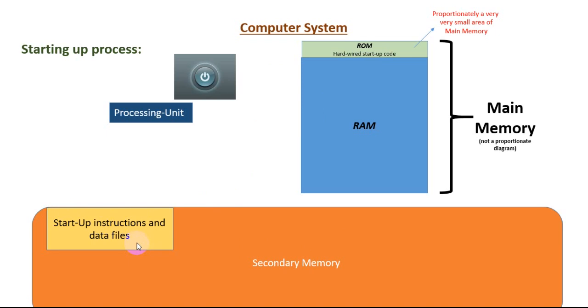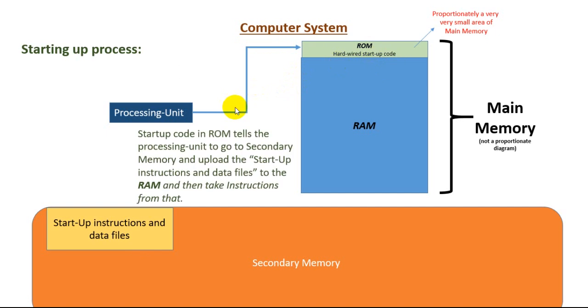Now we are going to start the computer. As soon as you start the computer, you will notice the computer's circuits are made in such a way that the processing unit immediately goes and looks in the ROM to get the first instruction. This is the first thing that happens. So as soon as it happens, the processing unit starts to work with the instructions that are here.